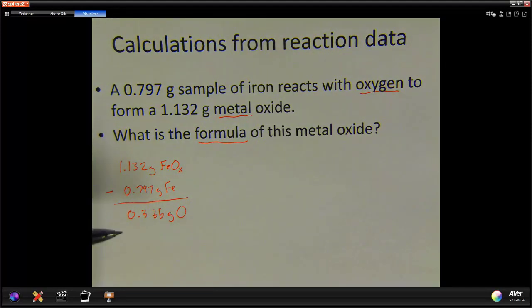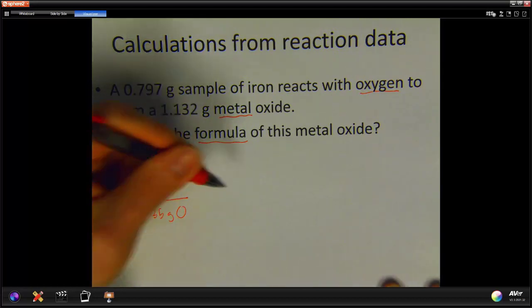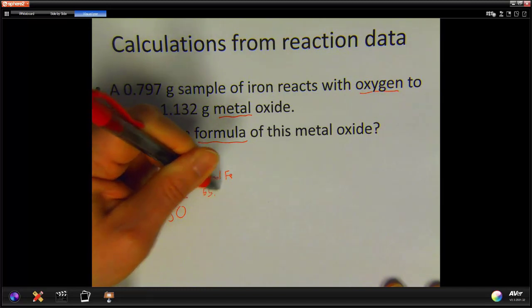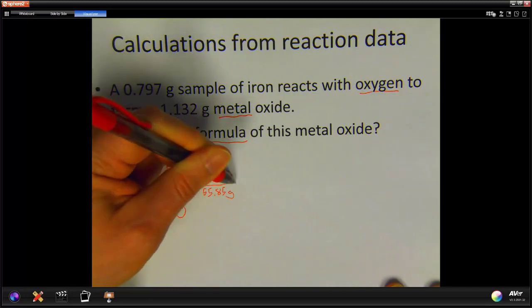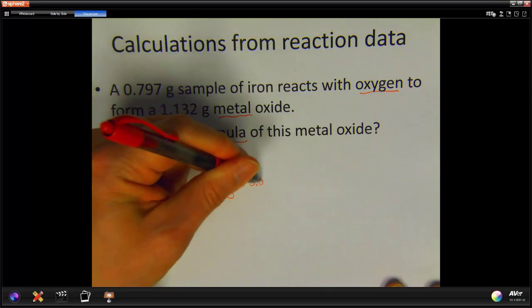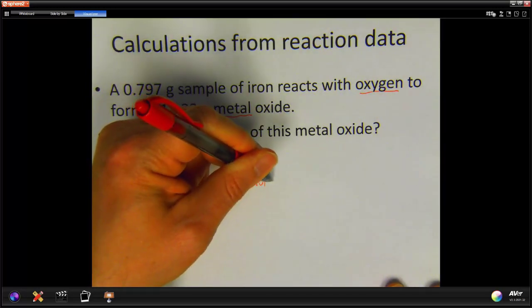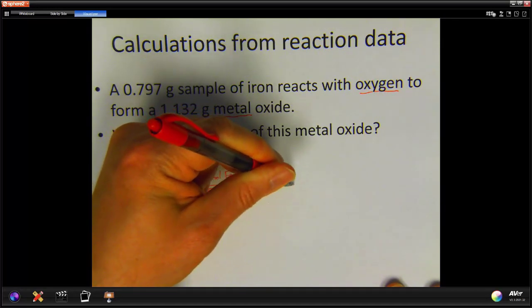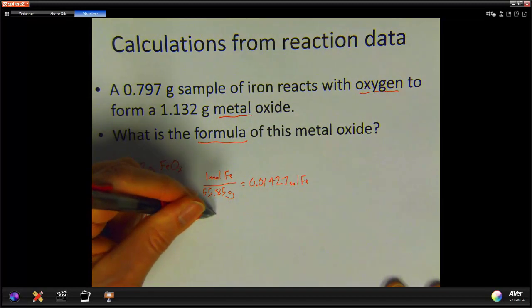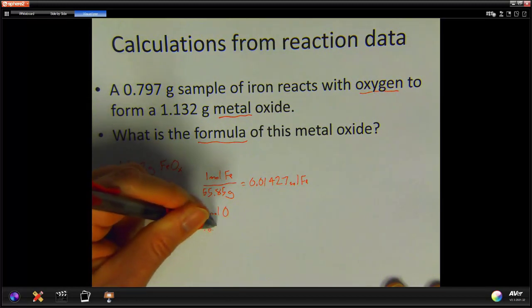Okay, so for the iron, we have 1 mole of iron is 55.85 grams. Again, you should be able to find this from the periodic table. And we do the math there, we get 0.01427 moles of iron. And down here for the oxygen, we have 1 mole of oxygen is 16.00 grams. We do the math here, and we get 0.02094 moles of oxygen.